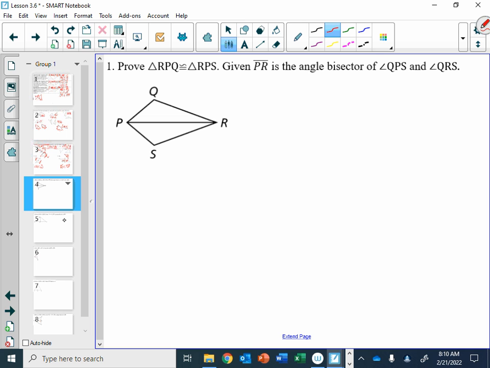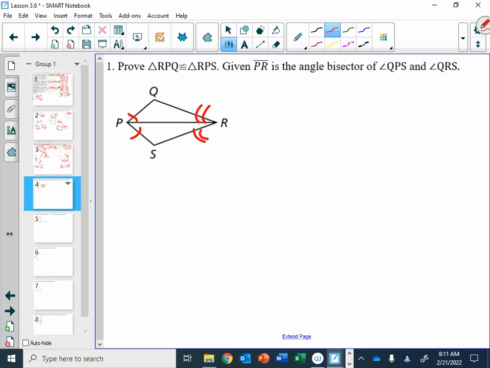Okay, so let's stop there. Angle bisector of QPS. That's got to mean that those two angles are congruent to each other. It's cutting it in half, so the two halves got to be congruent to each other. So it's the angle bisector of QPS, which means those two angles are congruent. And QRS, so those got to be congruent to each other.